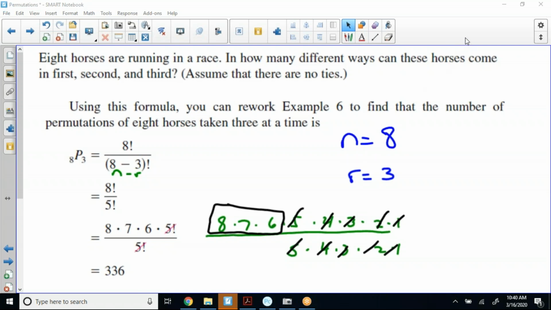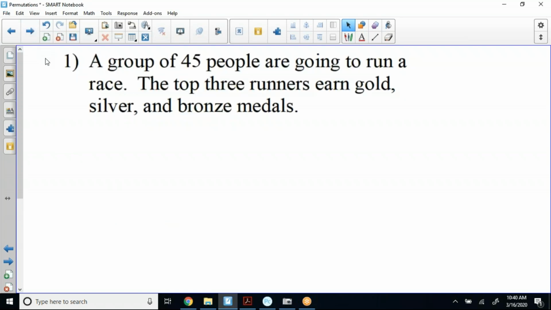All right, so we're going to do some problems, okay? So let's look at this. You have a group of 45 people going to run a race. The top three runners earn gold, silver, and bronze. How many different ways can those 45 people finish? How many different people could finish first, second, third, gold, silver, or bronze, right?